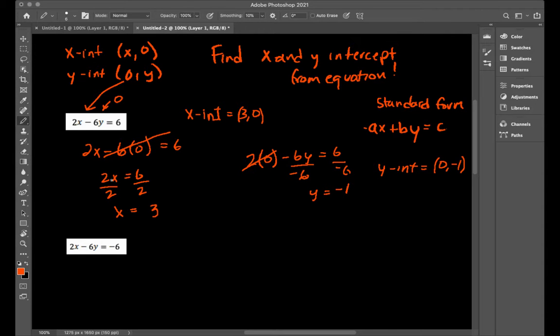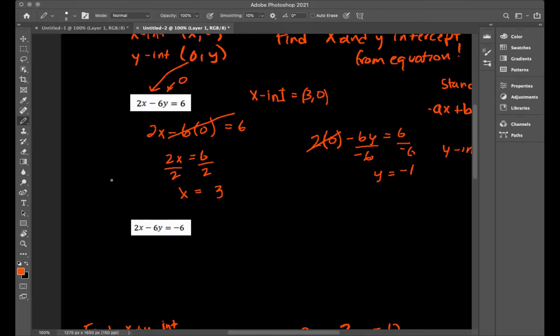All right, so let's try another one here. So we have 2x minus 6y equals negative 6. Let's find the x-intercept first. We put x-int, and then let's do 6, 0. I love when I say 0. Okay, negative 6. All right, so we know this cancels.